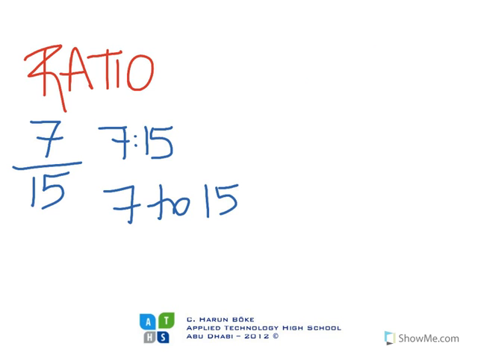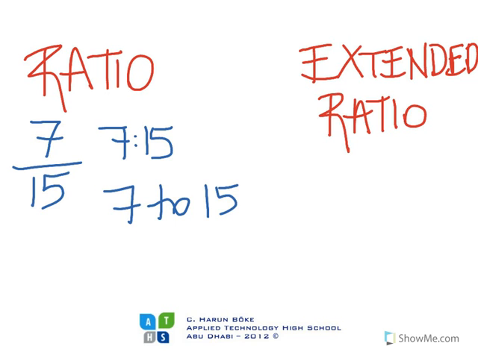We have also extended ratio, which is a comparison of more than two quantities, like say 3 to 4 to 5. Now we can't write this as a fraction because there are three numbers, not two numbers, but we still can do some operations with these. We are going to see how.